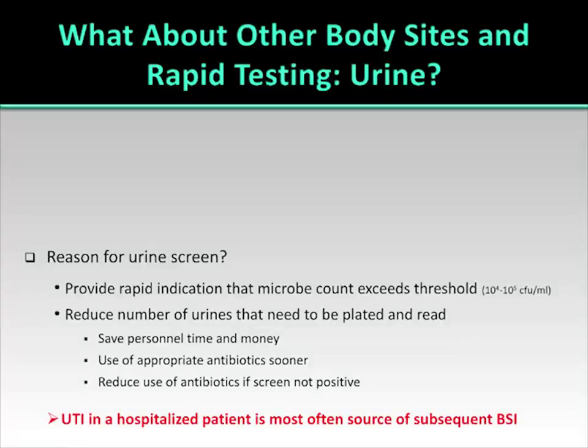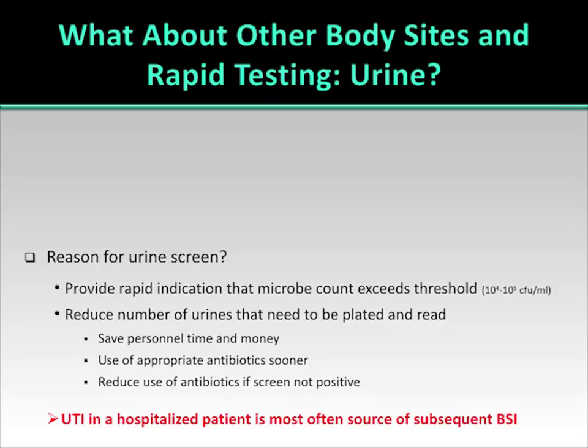We've talked mainly about bloodstream infections and about how rapid testing can certainly help with the diagnosis of those infections. What about other body sites in rapid testing? In particular, I'm going to spend a little bit of time talking about urine. So first of all, what's the reason for a urine screen? Why do we need one of these in our laboratory? Well, it can provide rapid identification that the microbe count exceeds the threshold, whether the threshold be 10 to the 4th or 10 to the 5th colony-forming units per ml.